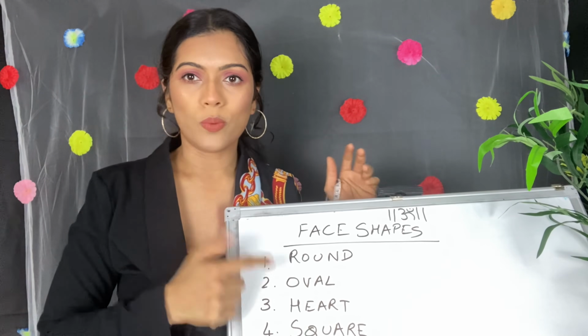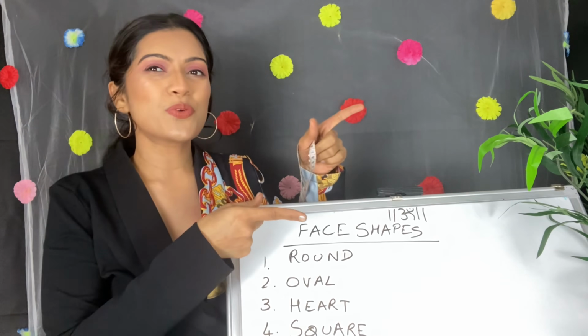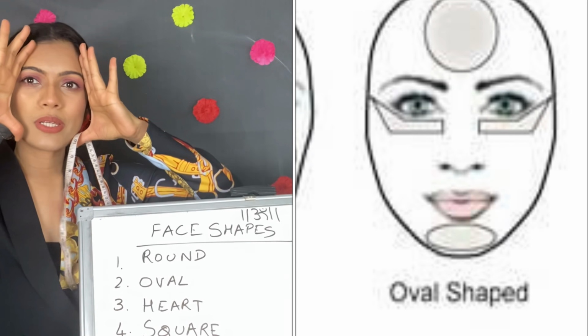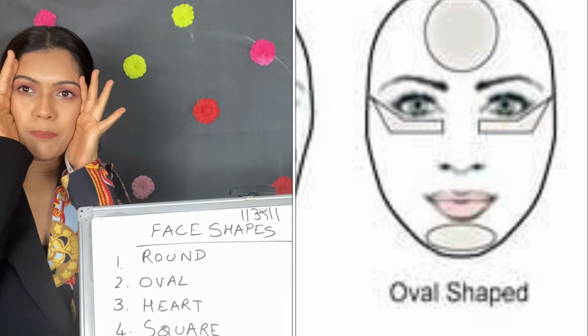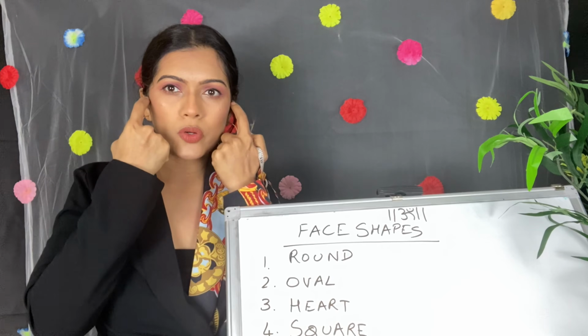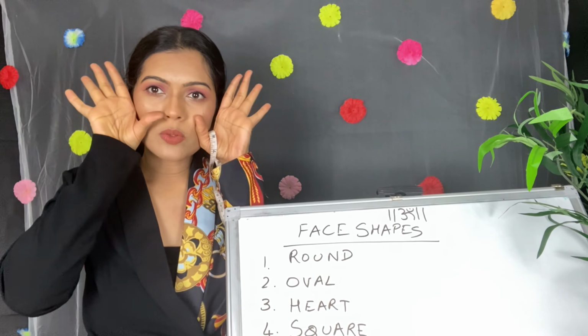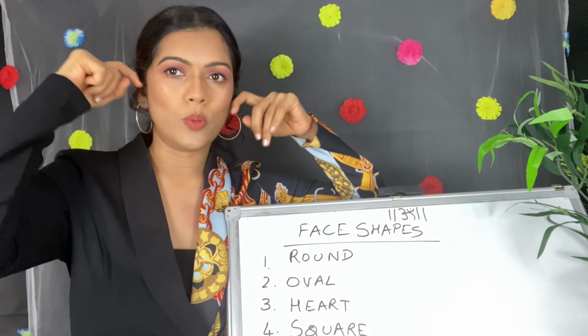Next comes, guys, oval. As I've spoken so much about oval, I don't have to speak much. If you see an image over here, oval face shapes are completely blended. Their cheekbone, forehead, everything is completely blended, and they don't have much to contour on the face. So you just have to contour your cheekbones here so that they look nicely lifted. That's the only area you need to contour in an oval face shape.